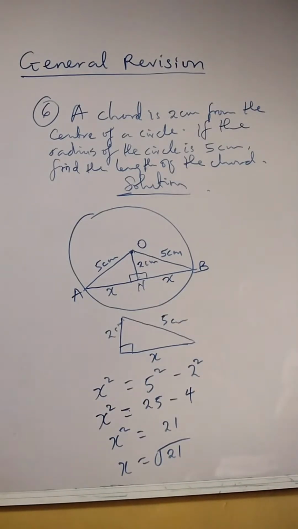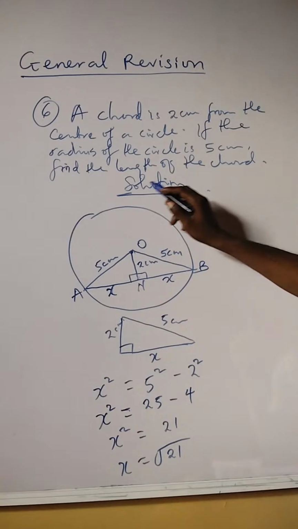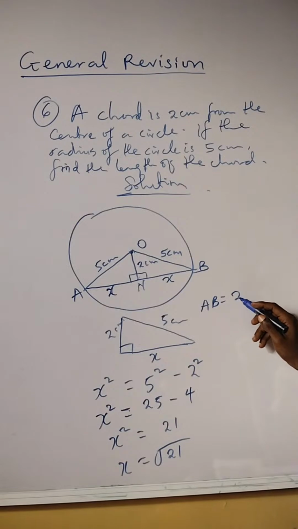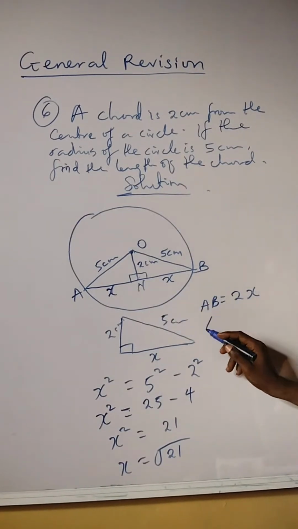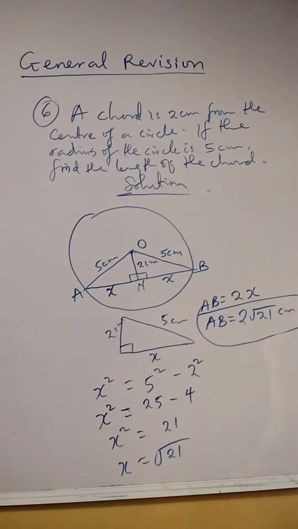It now means that since the value of x here is root 21, what is the question asking? Find the length of the chord. Of course, the length of the chord is AB. The length of the chord AB is now 2 times x. So the length of the chord AB equals 2 times root 21, and we can leave your answer that way. That is 2 root 21 centimeters. So that's what we have for that.